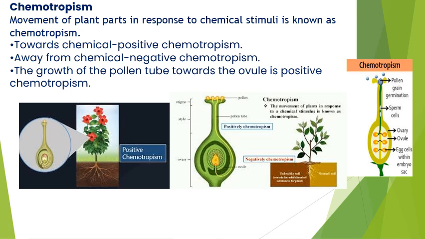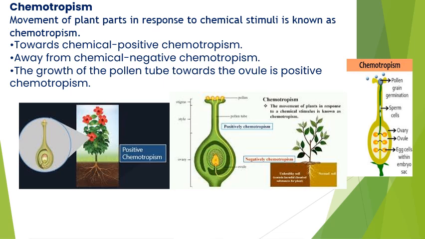What about negative chemotropism then? This happens when plant parts grow away from the chemical stimulus. It usually occurs if the chemical is harmful or toxic to the plant, so it will move away from that. That is what we call negative chemotropism.